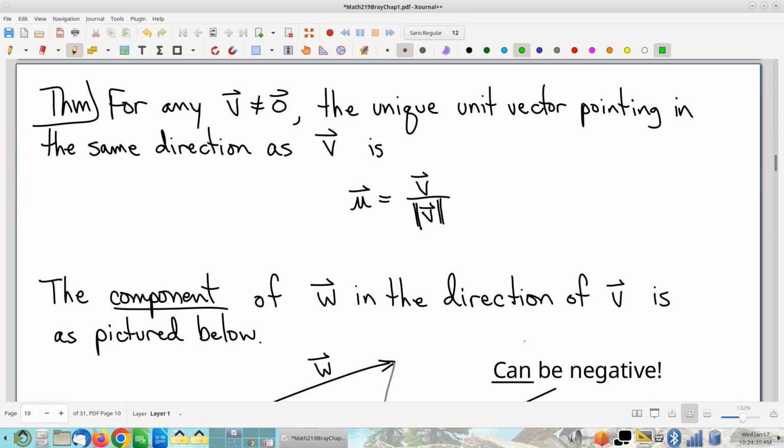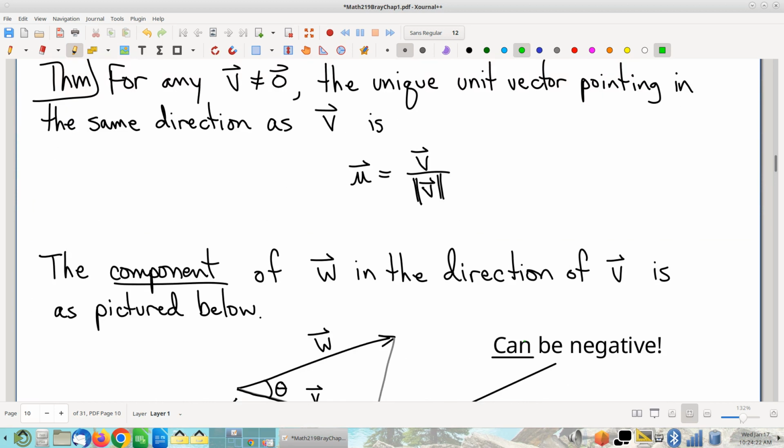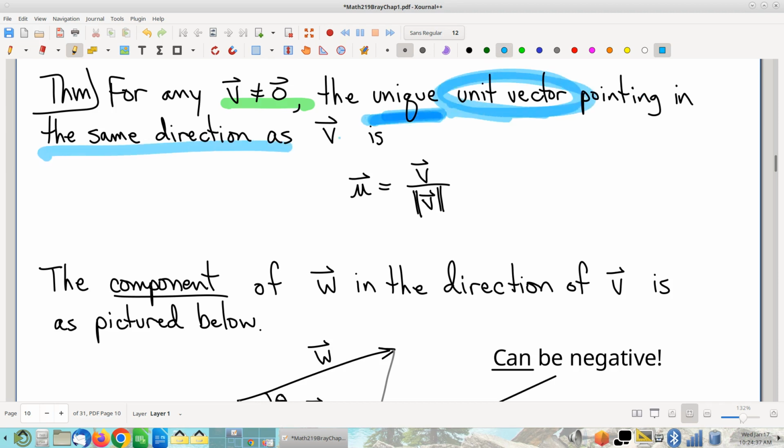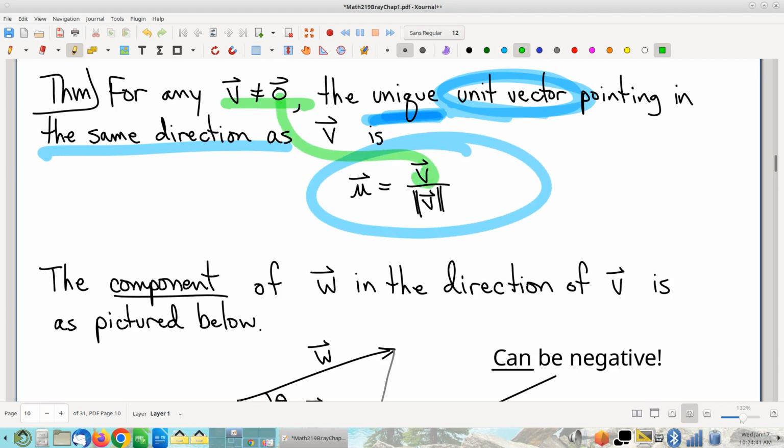Okay, so let's see here. Moving along, here is a quick fact that I hope you saw in linear algebra. If not, it's quick, it's easy, and that is that if you have a non-zero vector, and you want to find the unique unit vector that points in the same direction, there it is. You just take your non-zero vector, divide it by its own magnitude. Boom, there's your unit vector.